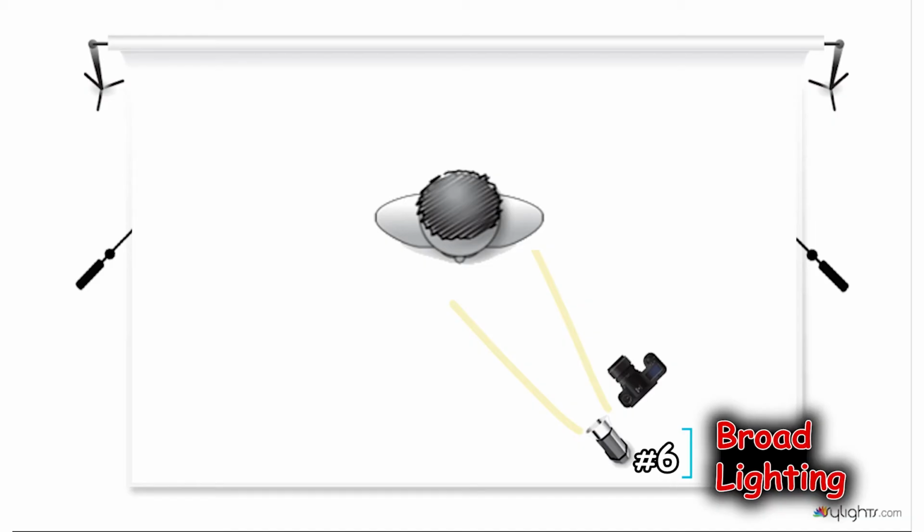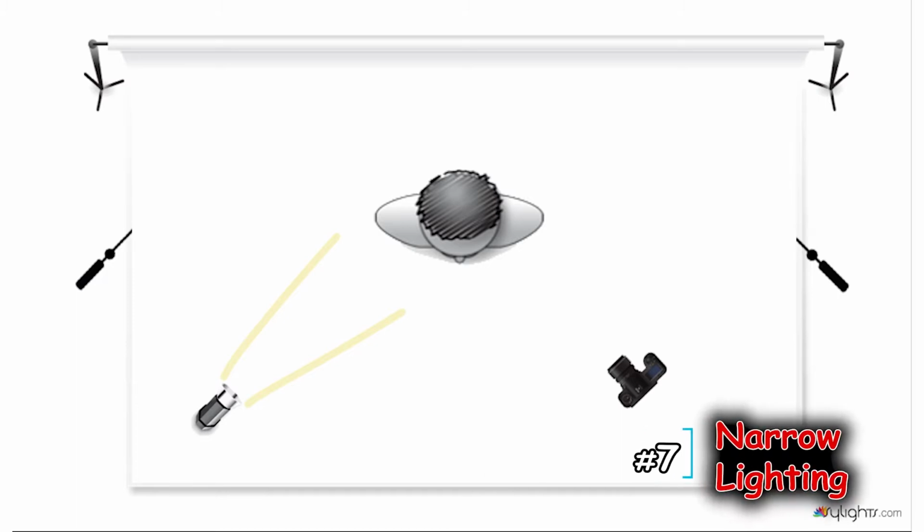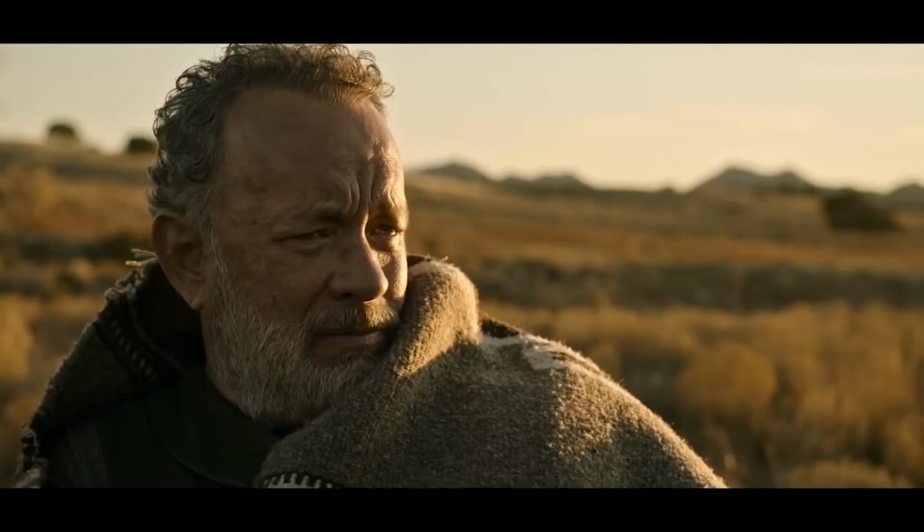Let's move on to number 6, broad lighting. This is when we place our main or key light at the same angle of the camera. This is opposed to number 7, short or narrow lighting, where we key from the opposite side of the camera. Narrow lighting is more typically used in cinematic shooting.